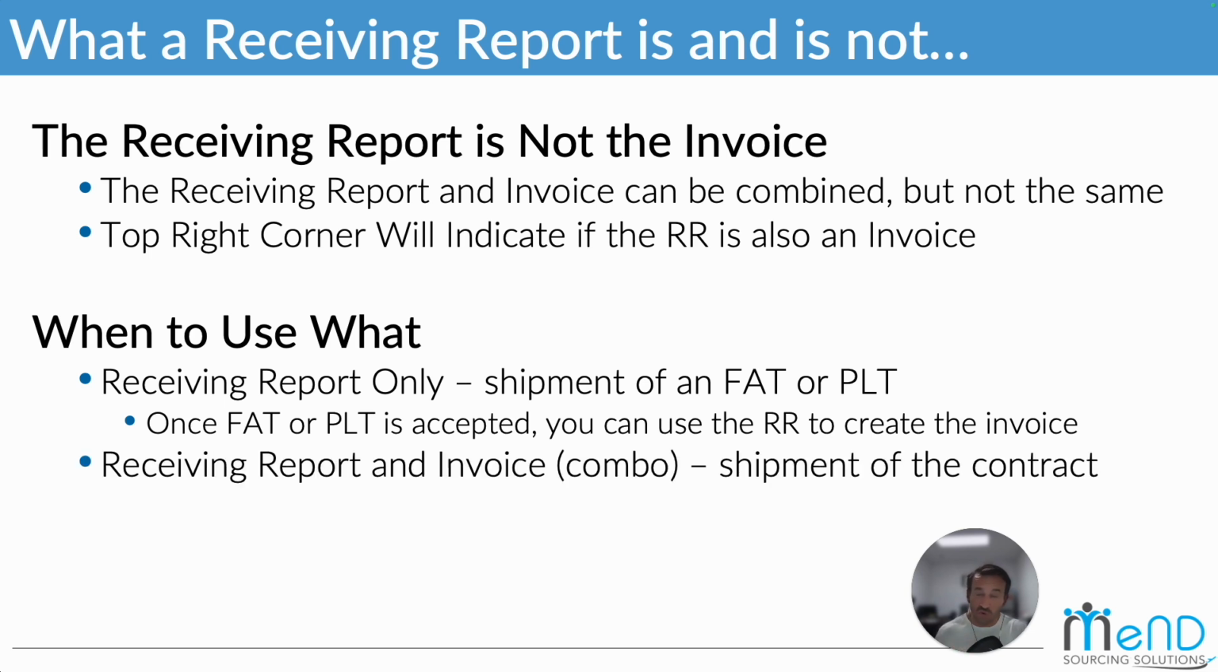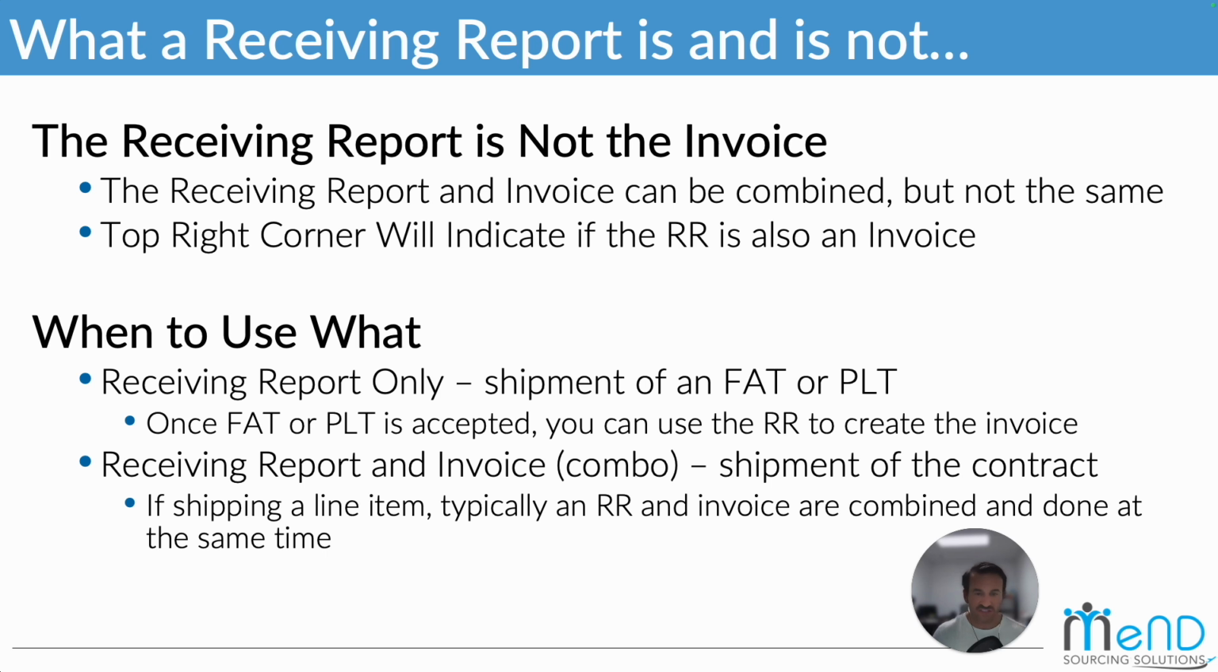Now, for a majority of the shipments that you send out, you are going to combine a receiving report and the invoice. That's just the shipment of the contract as a whole. So let's just say I have one contract with 1,000 pieces I need to send to the government, and I send all 1,000 out. At that point, I'm going to create a receiving report and invoice combo, so it's doing both at the same time. So if shipping a line item, typically a receiving report and an invoice are combined and done at the same time.